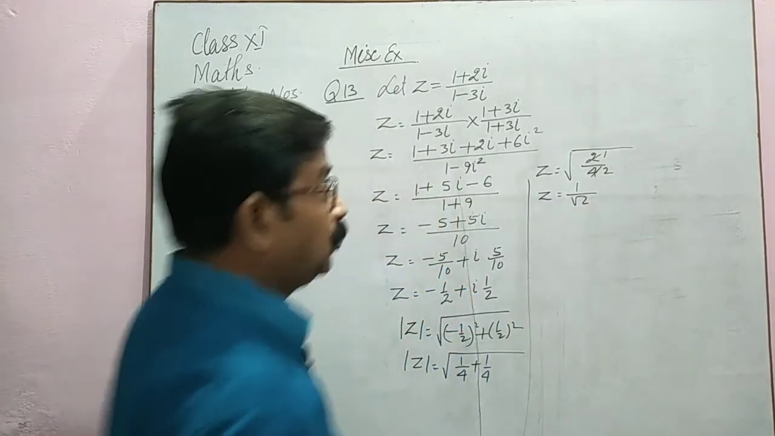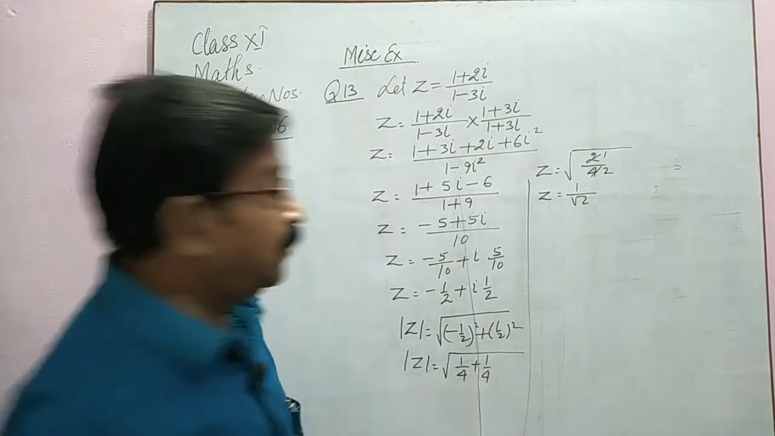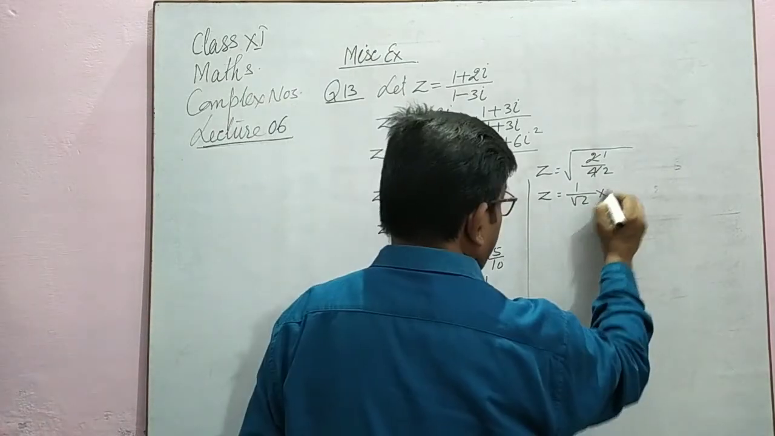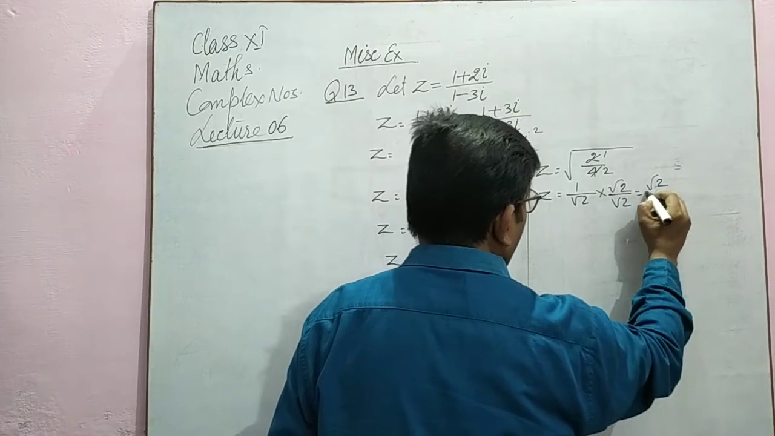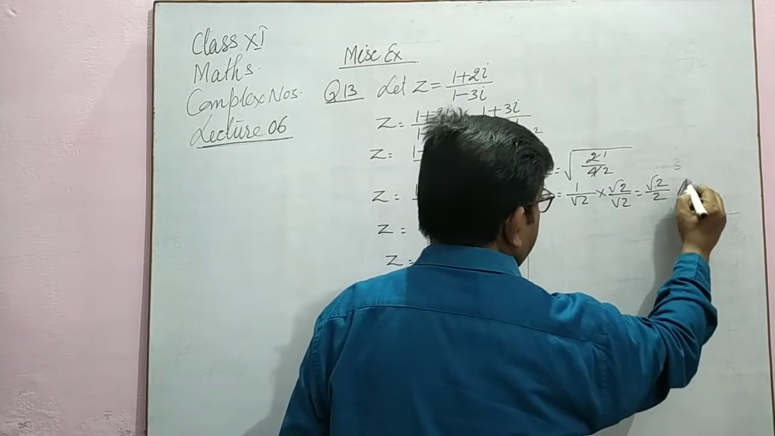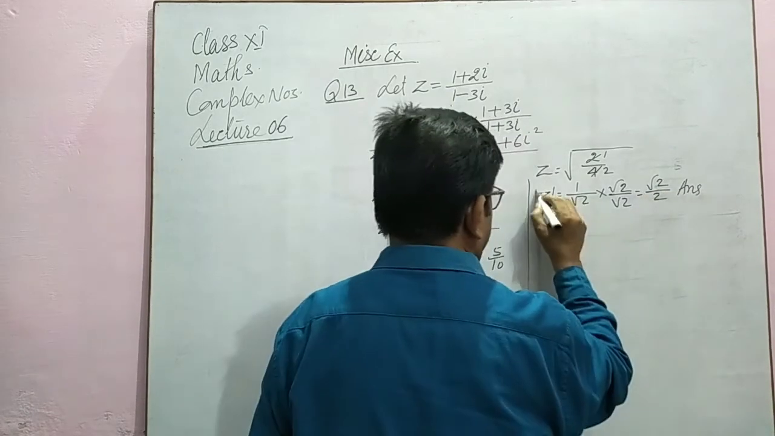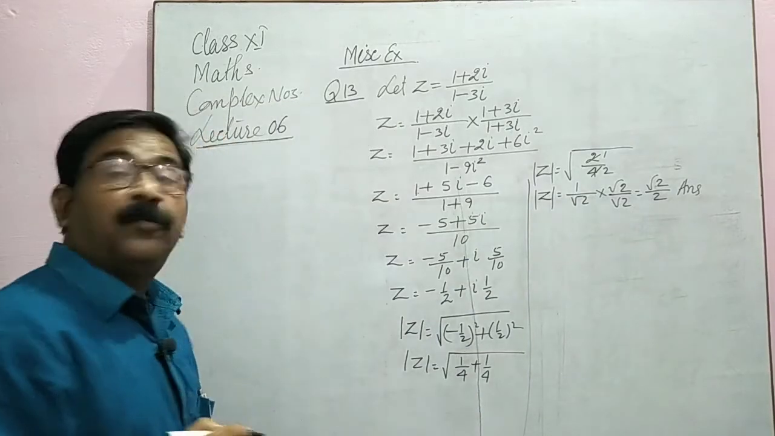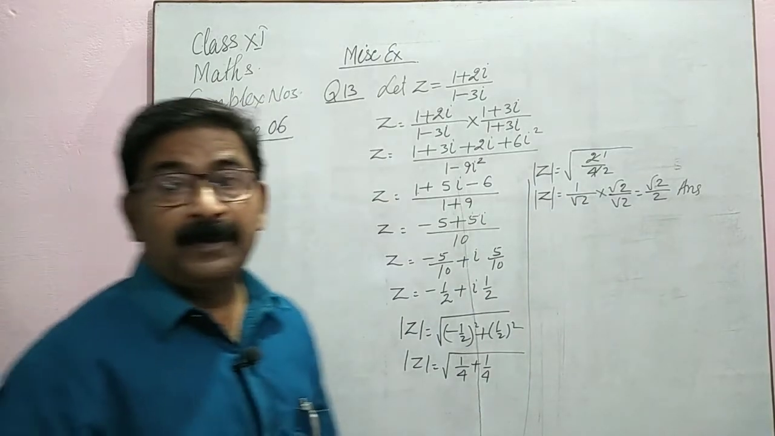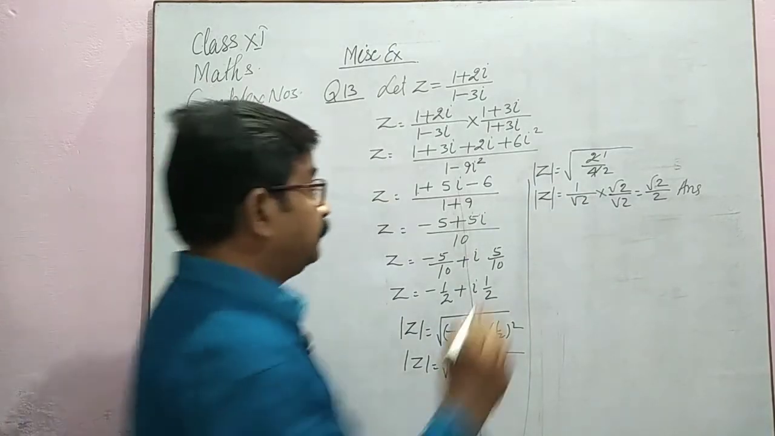1 upon root 2. Or if you want to simplify this, multiply by root 2 and divide by root 2. So what we have? Root 2 upon 2. This is the modulus, mod of z. Modulus. Now we have to find the argument. Argument means theta. So let's see.